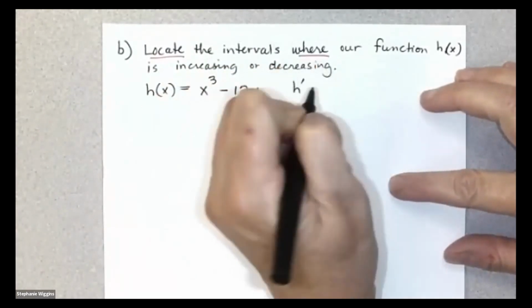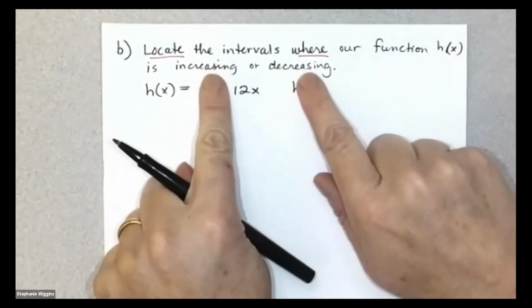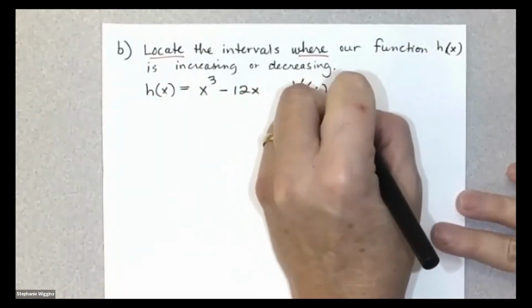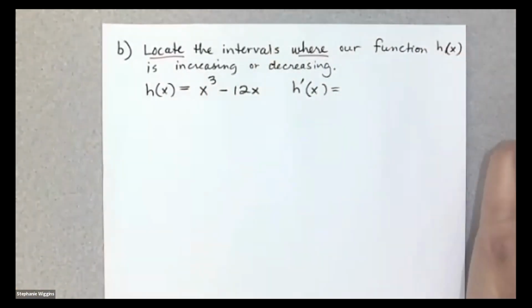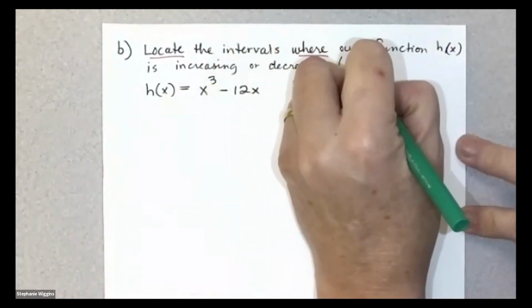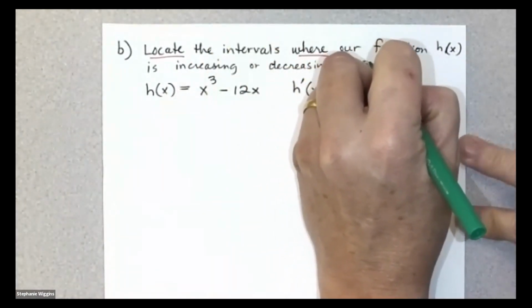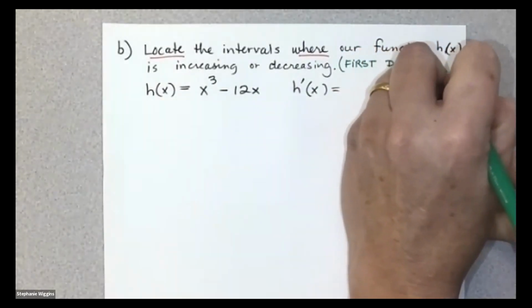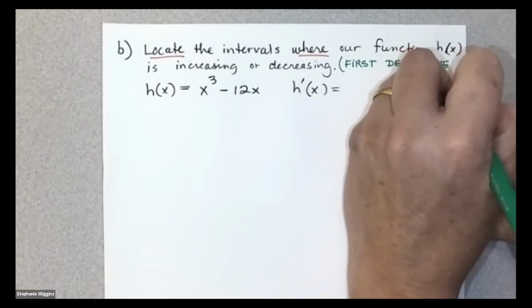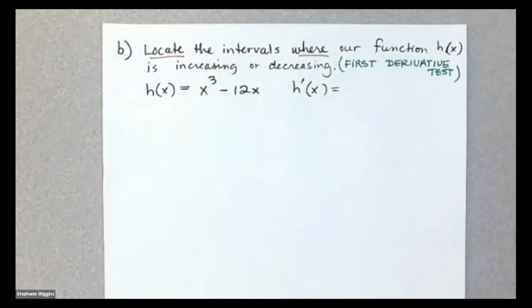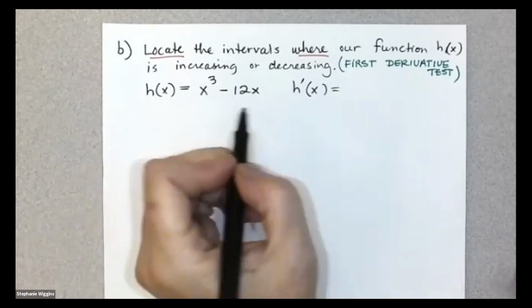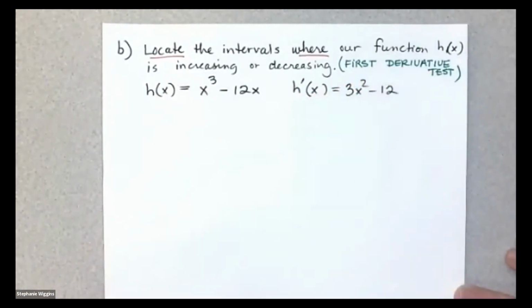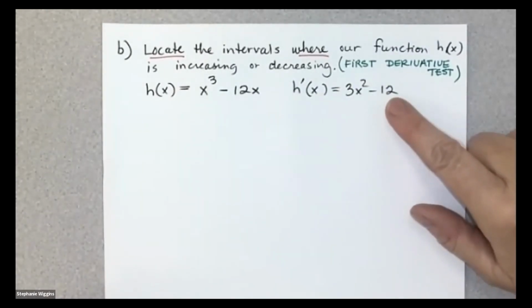And then, of course, whenever you're trying to find increasing or decreasing, you're looking at the first derivative, okay? So I'm going to put that in parentheses here. First derivative test. Okay? So taking the derivative here, I have 3x squared minus 12. We did that earlier. This is what I want to focus on.